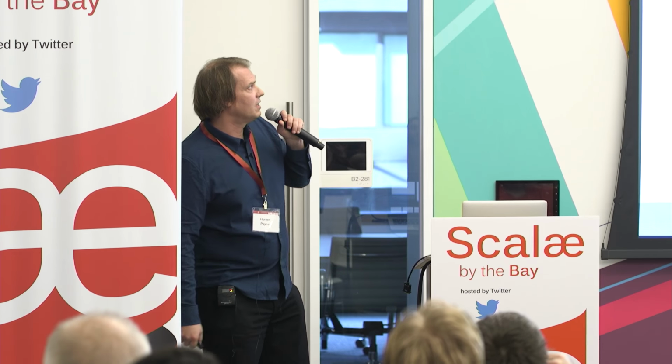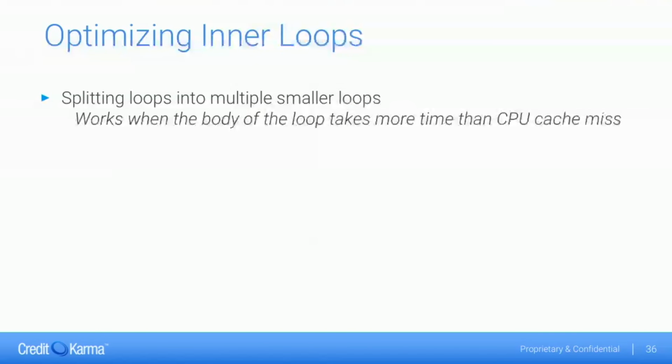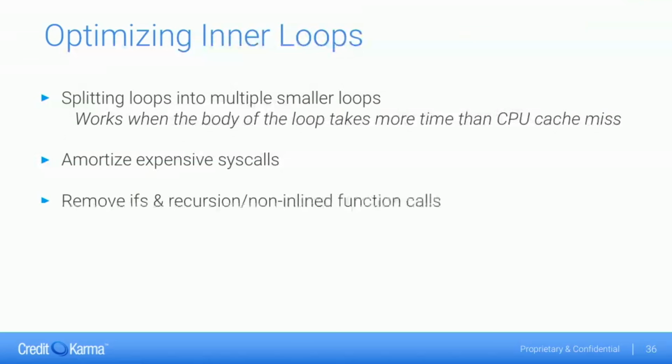So let's talk about how you might optimize a particular inner loop. One technique is splitting an inner loop into two of them. If you have an inner loop that uses a lot of memory, it might be better to do this because you can fit more rows in cache. You want to amortize expensive syscalls. Maybe you're creating files or something else that's rather expensive. You want to try to do that once at the top of the loop and then just reuse that handle if at all possible. You want to remove ifs and non-inline function calls. To figure out if something's not inlined, you sort of need to use javap and some other fancy tricks.